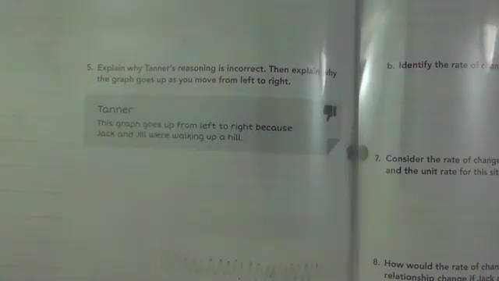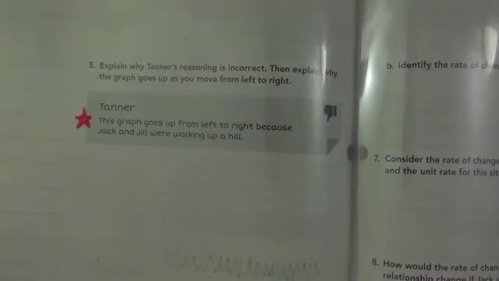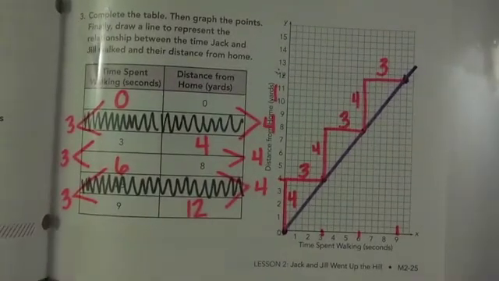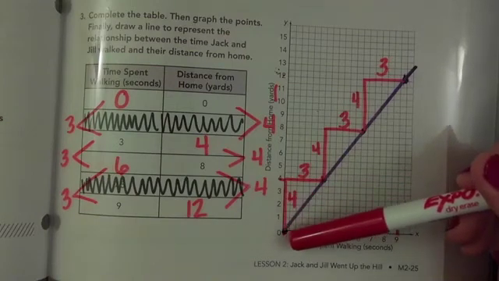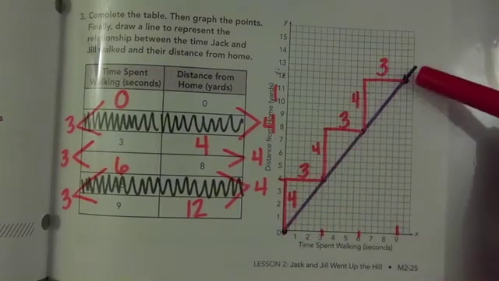Now, this next question says, explain why Tanner's reasoning is incorrect. So here's Tanner's statement, and then explain why the graph goes up as they move from left to right. Tanner said, this graph goes up from left to right because Jack and Jill were walking up a hill. Now, does that actually mean, or does the graph show that they're going up a hill? It did say that they went up a hill, but it says Tanner's incorrect. The graph does not just go up because they're going from left to right.